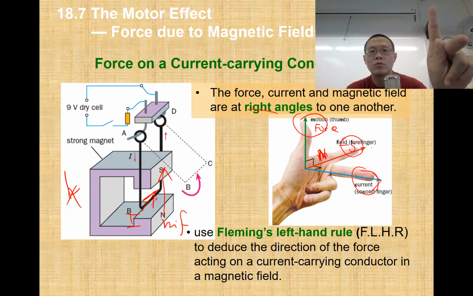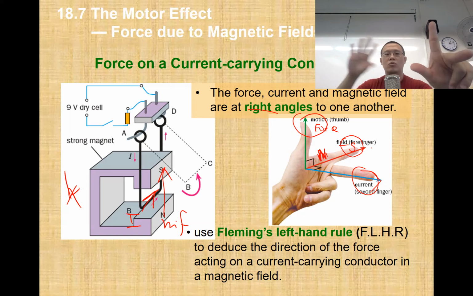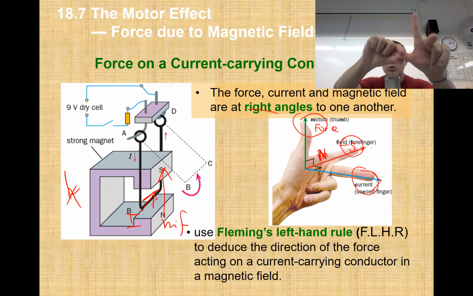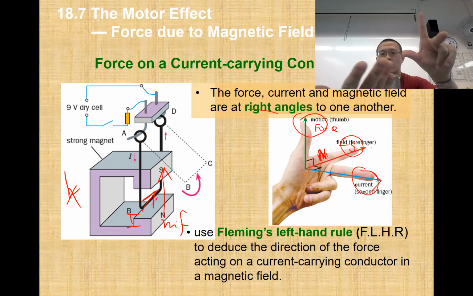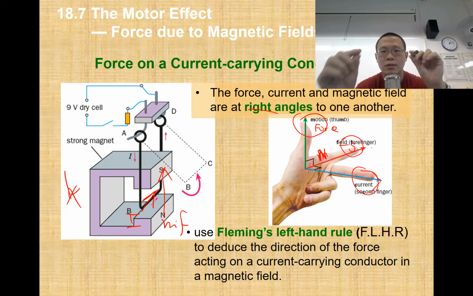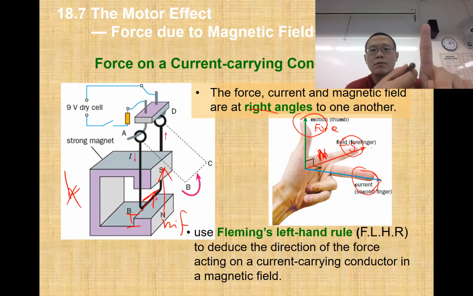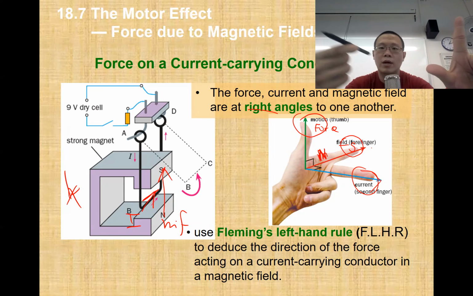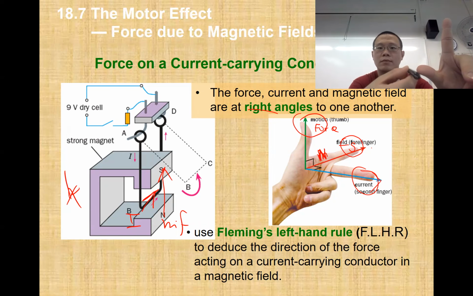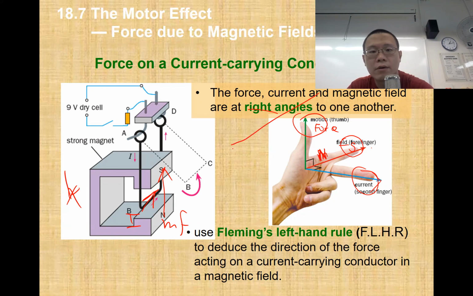After that, you let go of your thumb. Release your thumb. You'll find that your thumb will point to the right side, which means that this force will actually push the wire to the right. So for example, this is the wire, the current is flowing inwards, the field line is upwards, so my force will push the wire to the right this way. This is what we mean by the magnetic effect of the current itself.